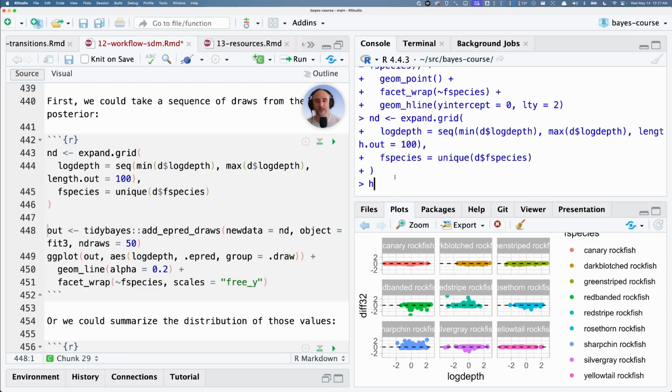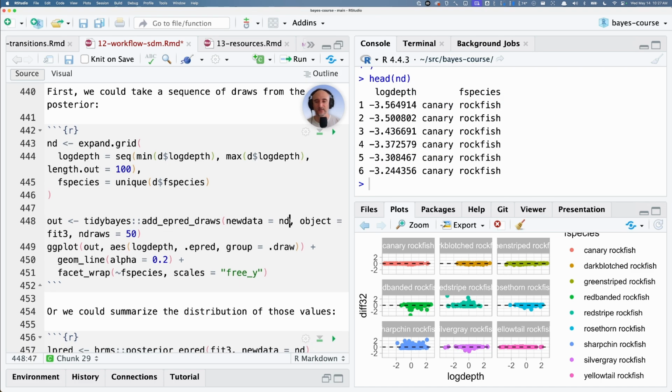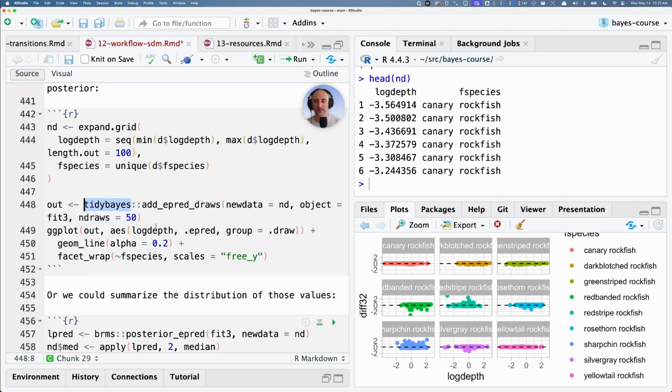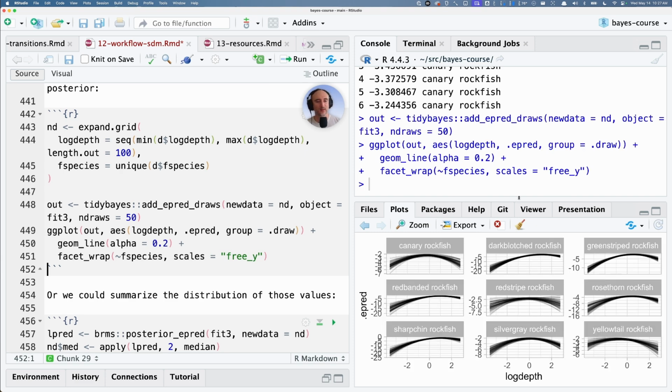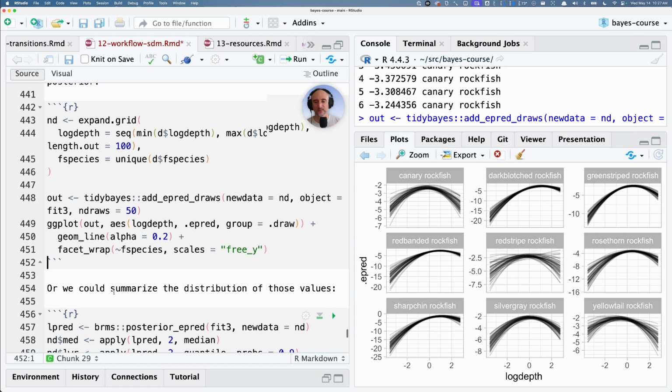So that creates my data frame ND. I'm going to pass that as new data to add my expected predicted draws from tidybayes with my fit. I want to take 50 draws, and I'm just going to draw 50 curves. So that's my expected log density across that gradient of scaled log depths for each species.